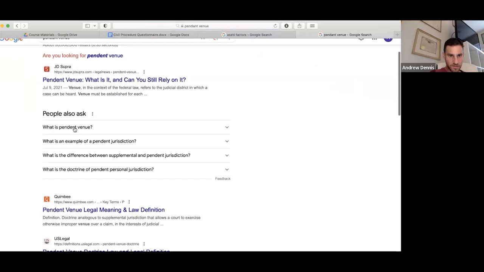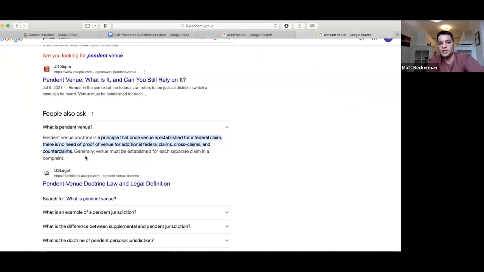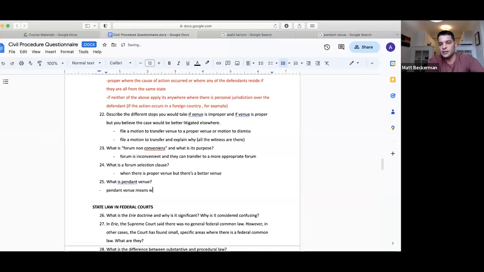Okay. Pendent venue is the principle that once venue is established, you don't need to show venue for counterclaims, cross-claims, anything else. Everything has venue once you have venue in the first instance. Because having to prove venue every time would make everything much slower.